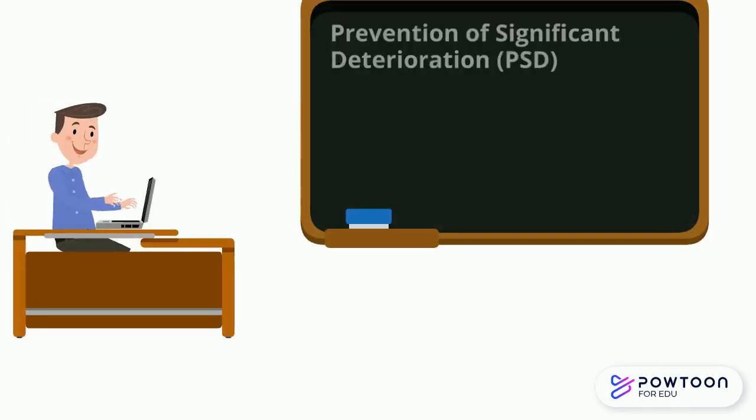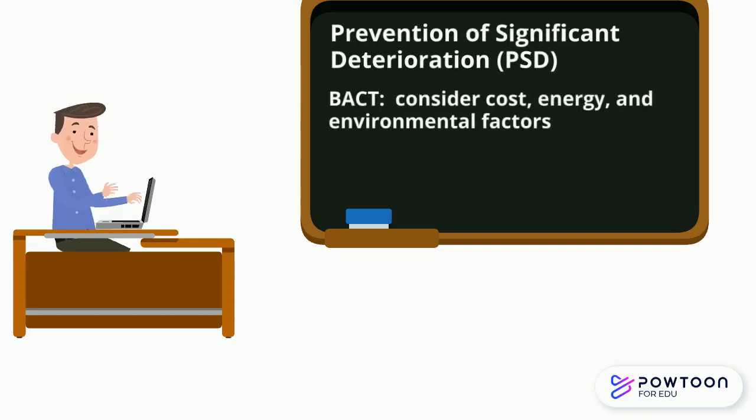When considering best available control technology, the state can take into account the economic, energy, and environmental factors. In other words, cost is a limiting factor in imposing BACT pollution control requirements.